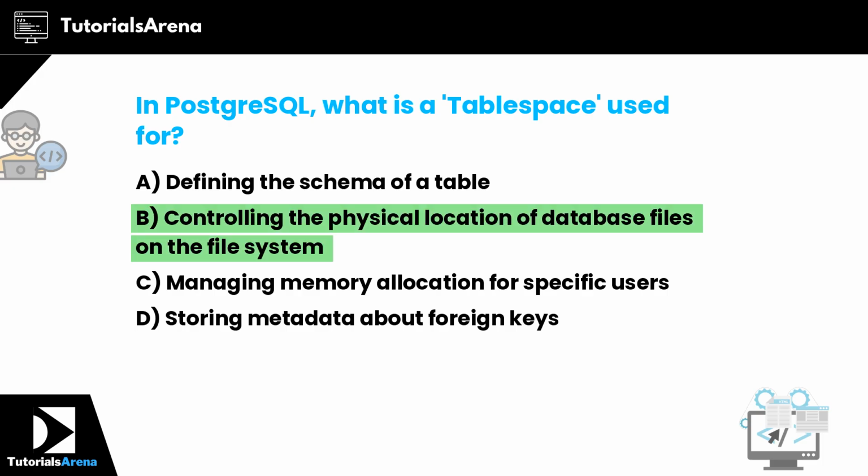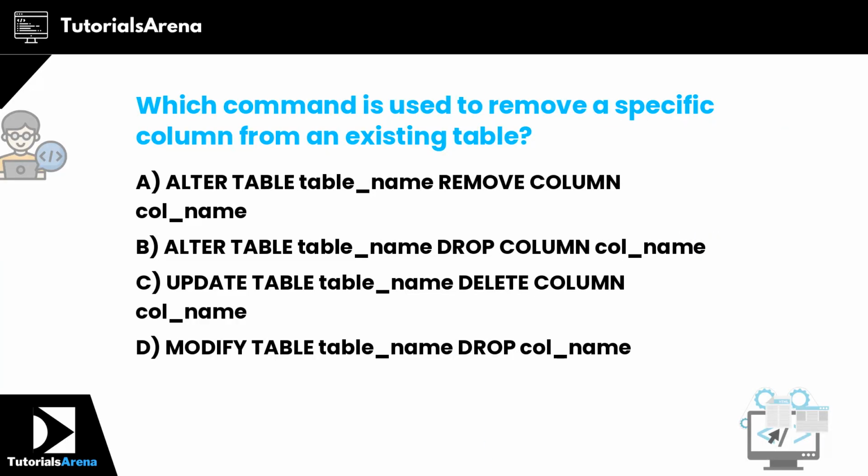In PostgreSQL, what is a tablespace used for? The correct answer is option B, controlling the physical location of database files on the file system. Which command is used to remove a specific column from an existing table? The correct answer is option B, alter table table_name drop column column_name.